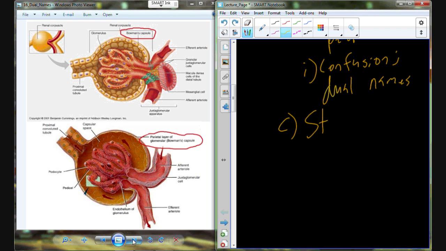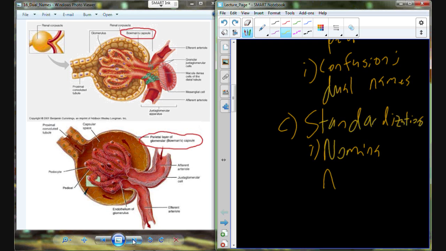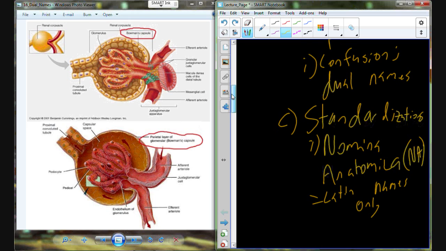The way out is that we actually step back and we said, hey, let's standardize this. And so we had standardizations that occurred. And there are two major standardizations. One is Nomina Anatomica, which I think is a great name. Like, if I was in a band, I would want to be the lead singer of Nomina Anatomica. So this is going to be abbreviated the NA, and the standardization here was to only allow Latin names. Okay, so only the Latin names.